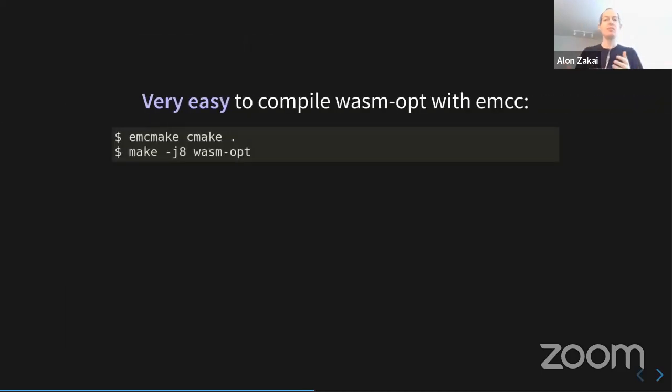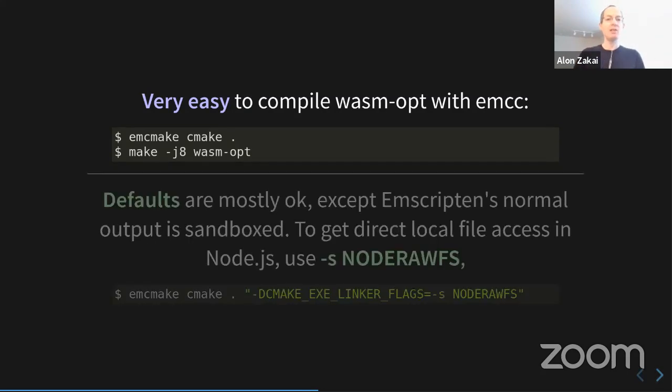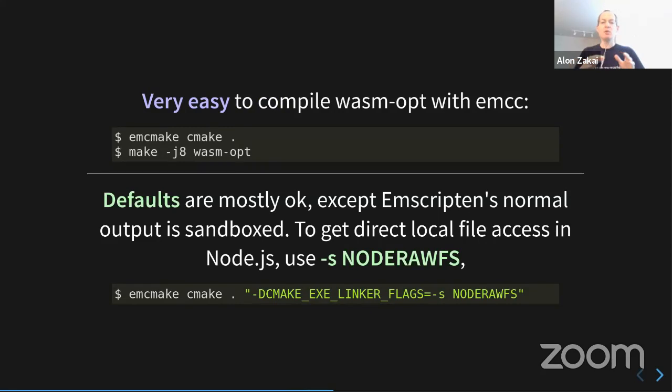And it's also very easy to compile wasm-opt with emcc. So you just run emcmake before the regular cmake. emcmake just tells cmake to use emcc instead of the system compiler and so forth. And then you run make, and that's it. Very, very easy. The defaults are mostly okay for that.